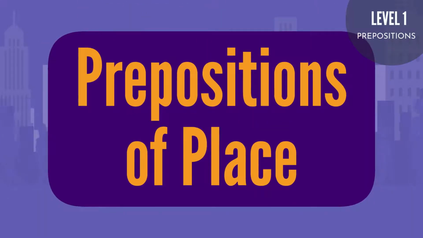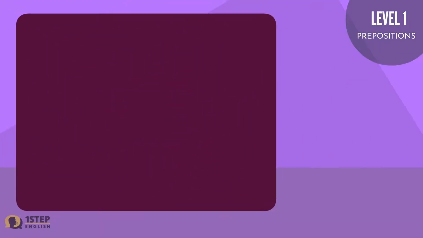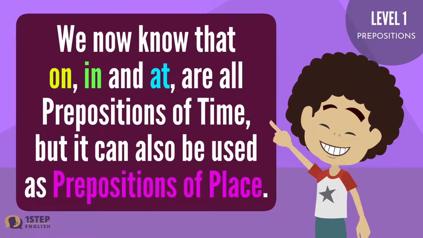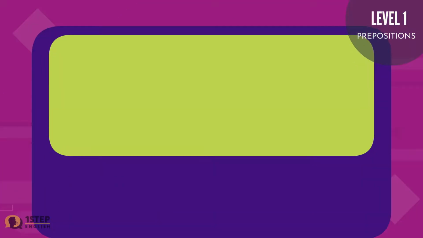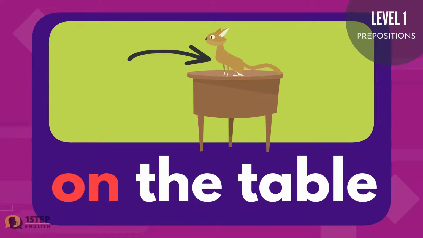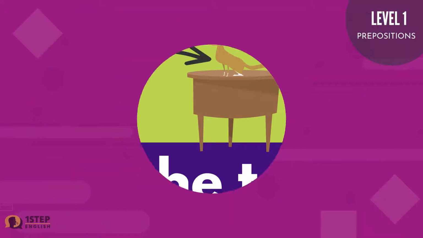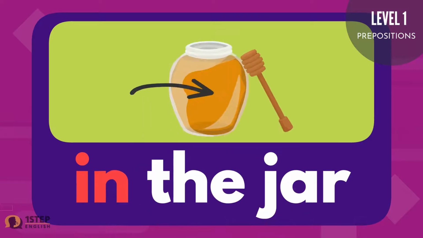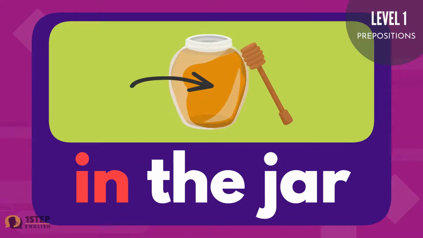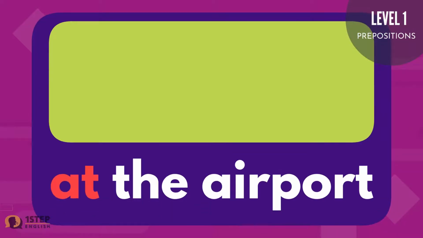Prepositions of place. We now know that on, in, and at are all prepositions of time, but they can also be used as prepositions of place. On the table. In the jar. At the airport.